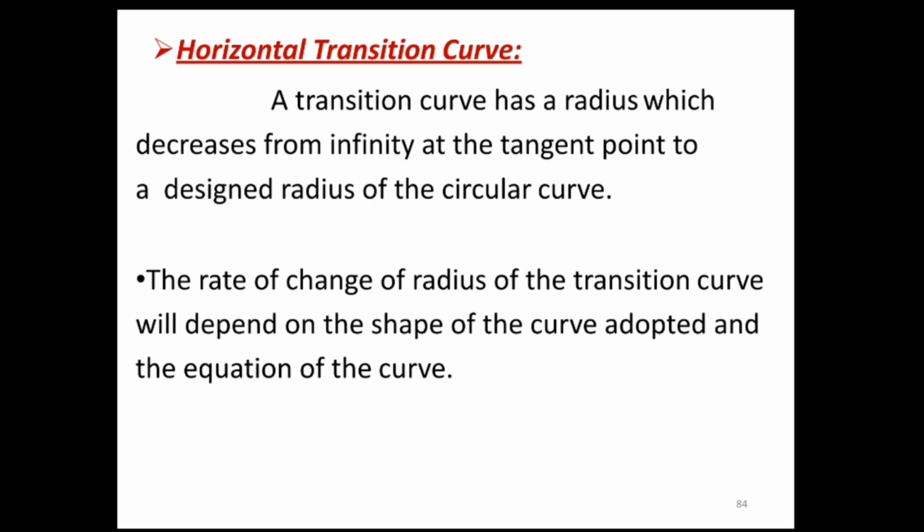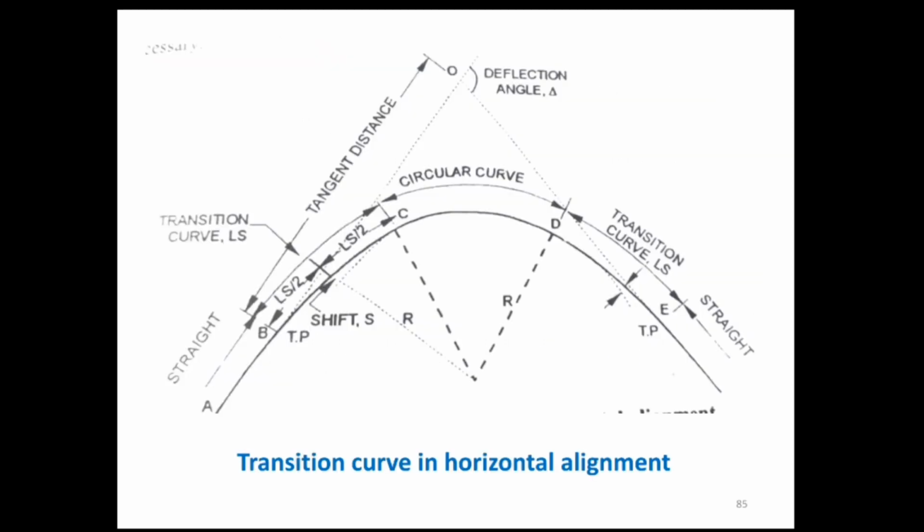The transition curve has a radius which decreases from infinity at the tangent point to the designed radius of the circular curve, and the rate of change of the radius of the transition curve will depend on the shape of the curve adopted and the equation of the curve.